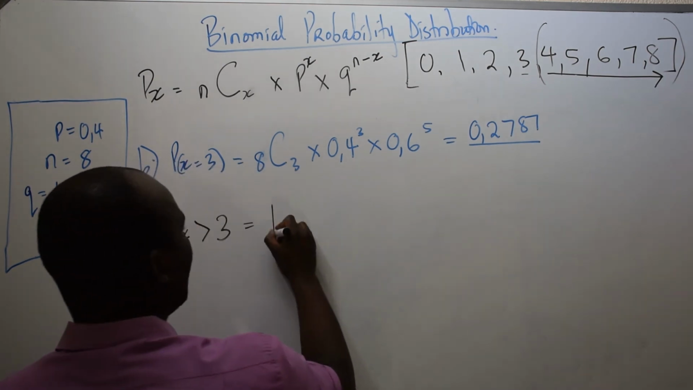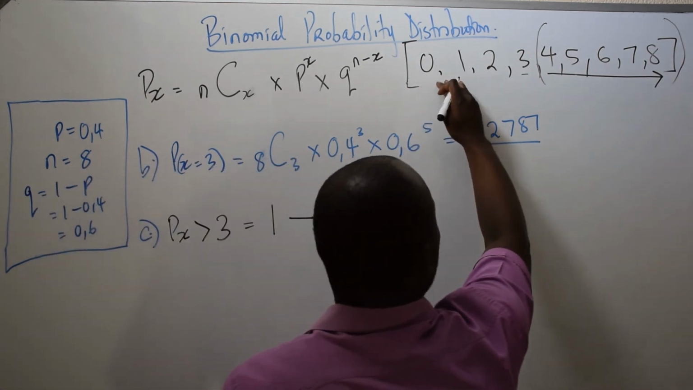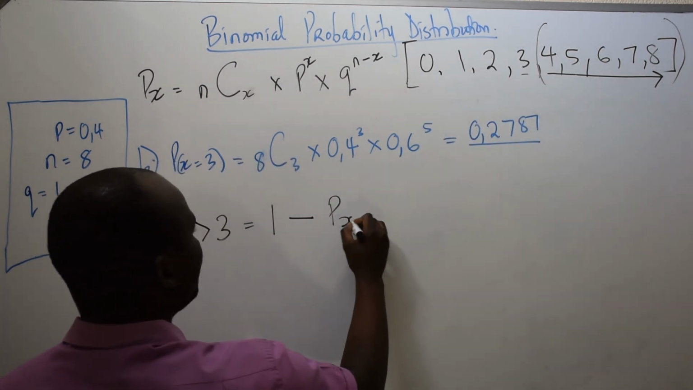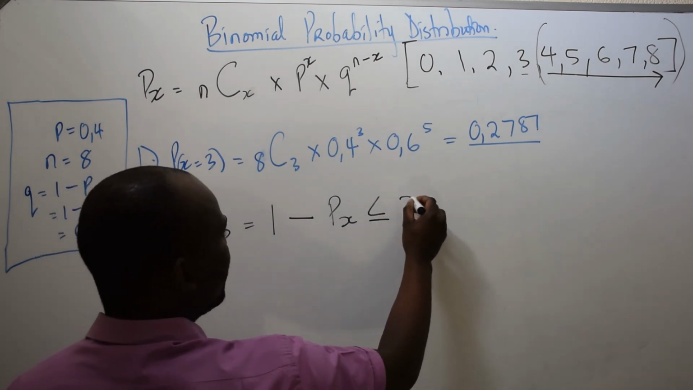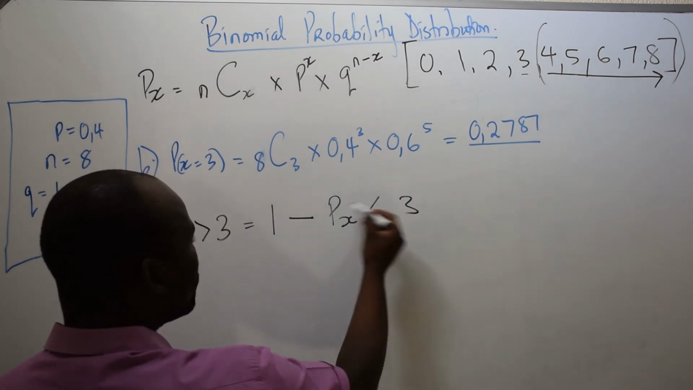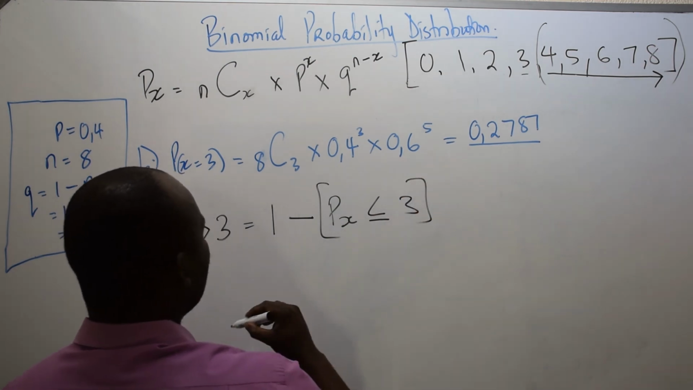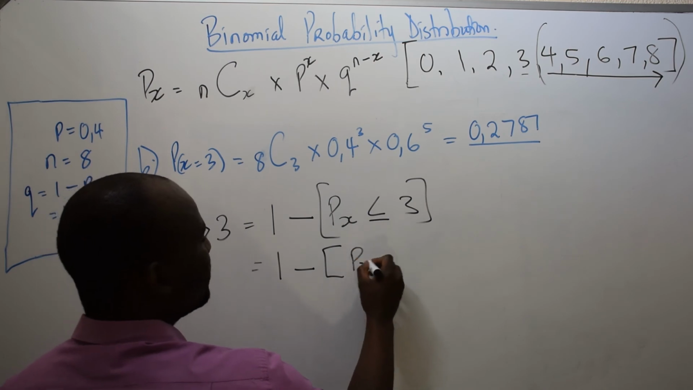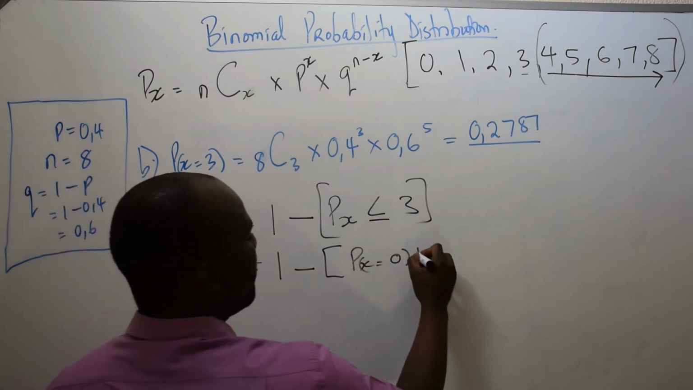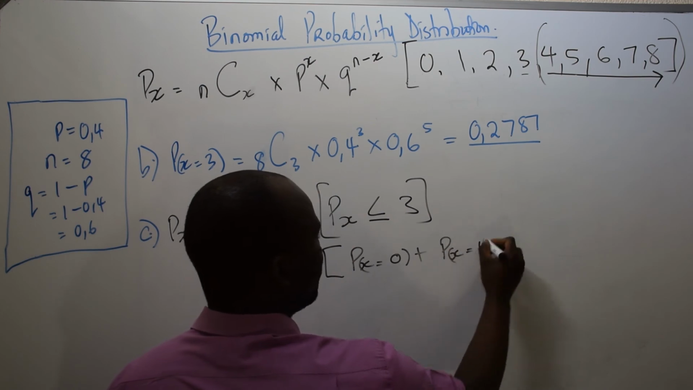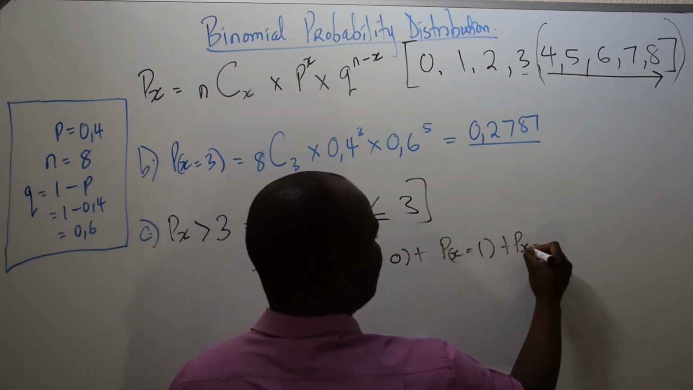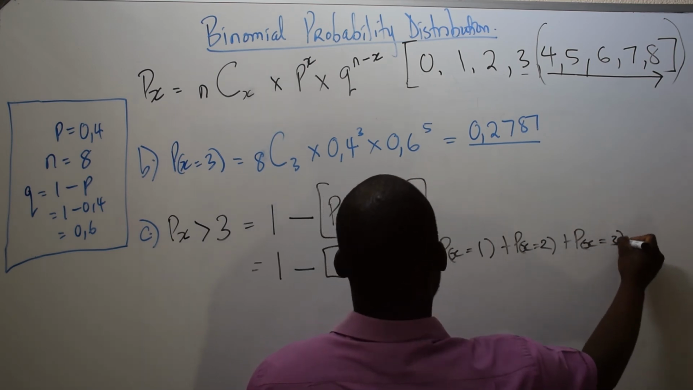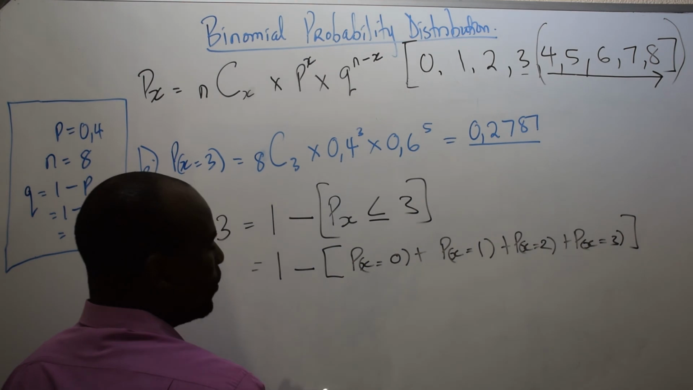So we're going to say 1 minus the probability of a 0 plus a 1 plus a 2 plus a 3. So in simple terms, I'm going to say P(X) is less than or equal to 3. So this is equal to 1 minus, in essence, the probability of X equals 0 plus the probability of X equals 1 plus the probability of X equals 2 plus the probability of X equals 3. All these added together would give you your answer.